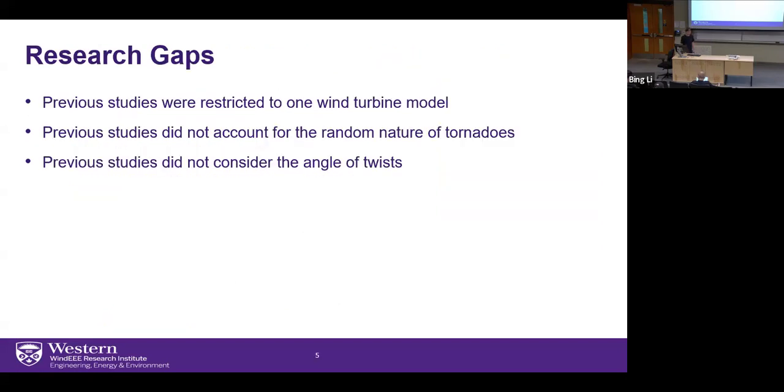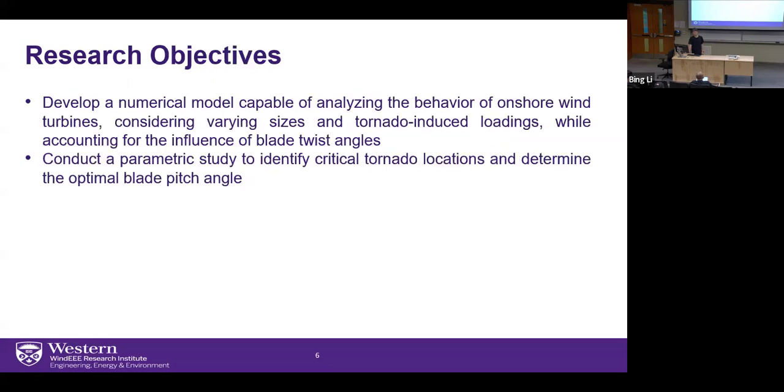So that brings us to the research gap. There's a lot of research done related to this topic. And usually they only consider one type of wind turbine. And then the second gap would be they did not really consider the random nature of tornadoes. And we have done some similar work in our research group. However, they did not really consider the effect of angle of twist.